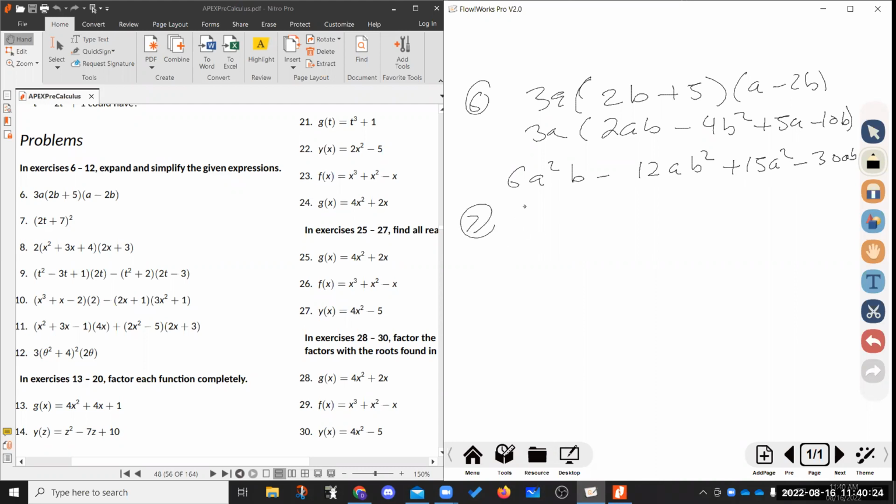Number 7, 2t plus 7 squared. I've already talked to you about a perfect square trinomial, so I'm going to square the first term, multiply the first and the second and double it, and then square the last term.